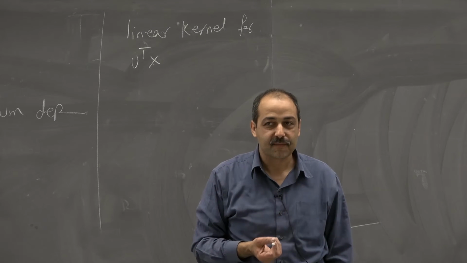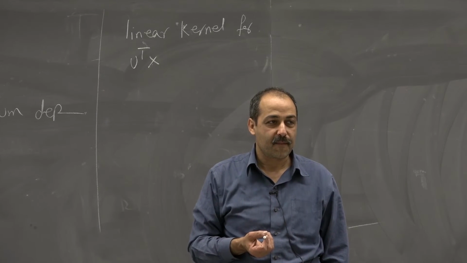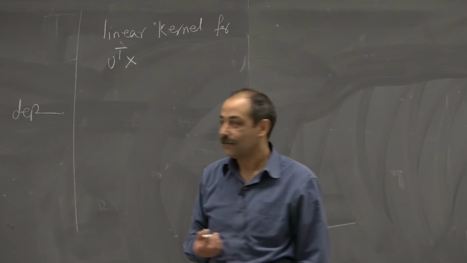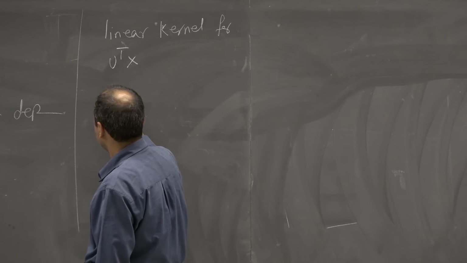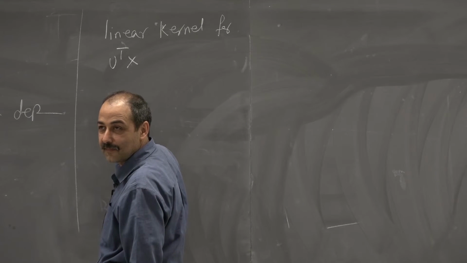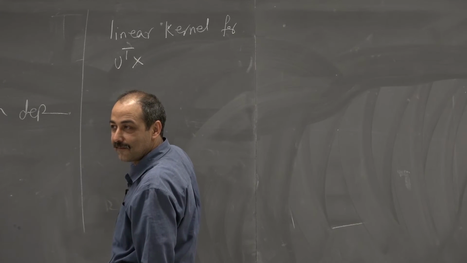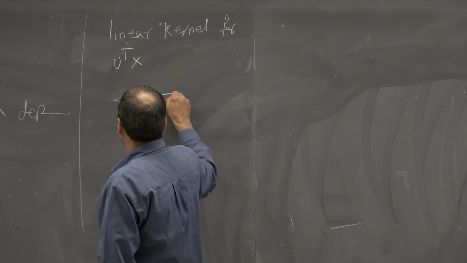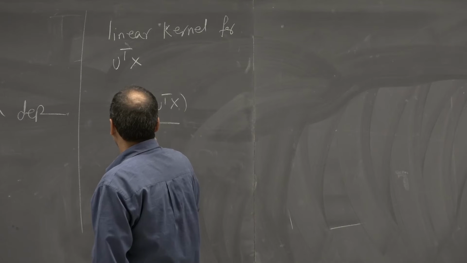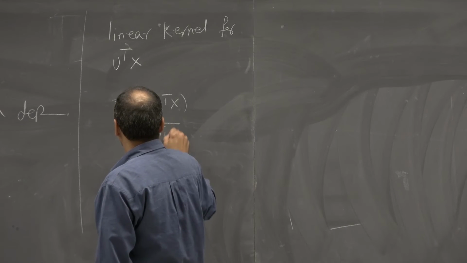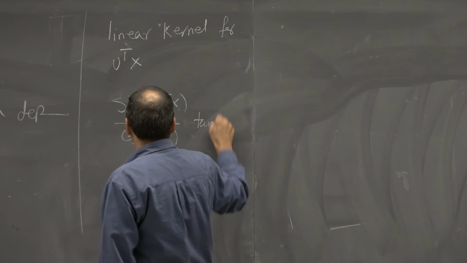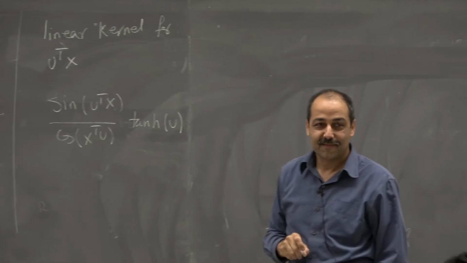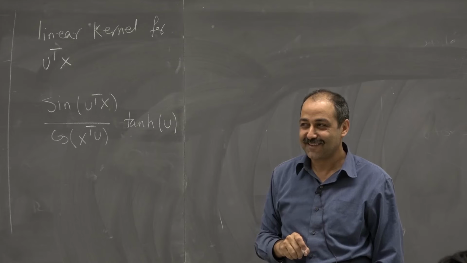Sorry? I can't hear. It is sine of U transpose X divided by cosine of X transpose U times tangent hyperbolic of U. Is that right? It's not?